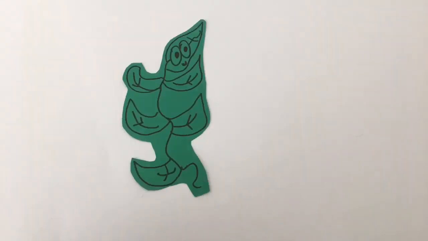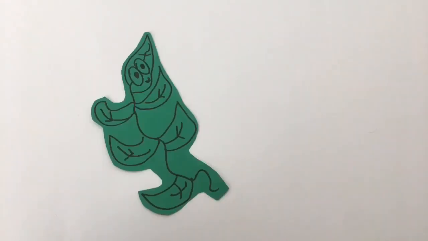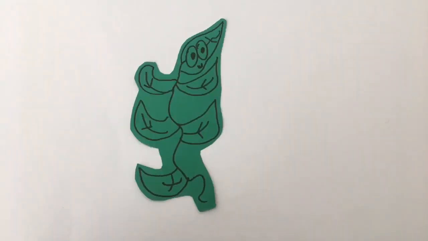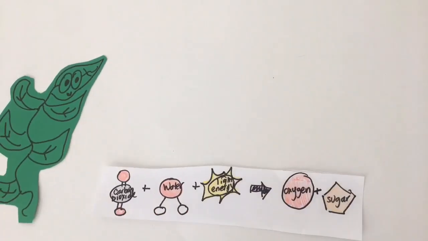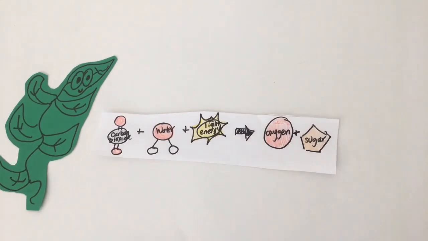I'm Pat the plant. I'm not like you humans who have to get food. I can make my own through a process called photosynthesis. The process goes like this. Carbon dioxide and water use light energy to create oxygen and sugar.